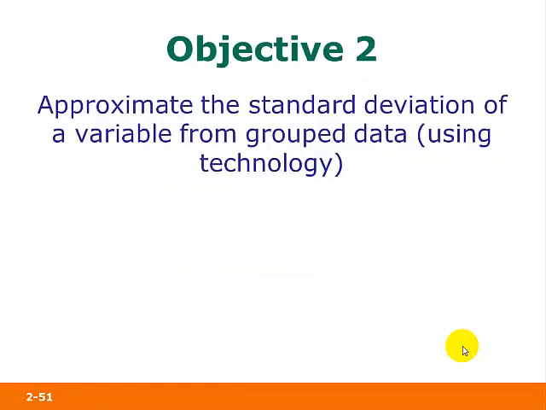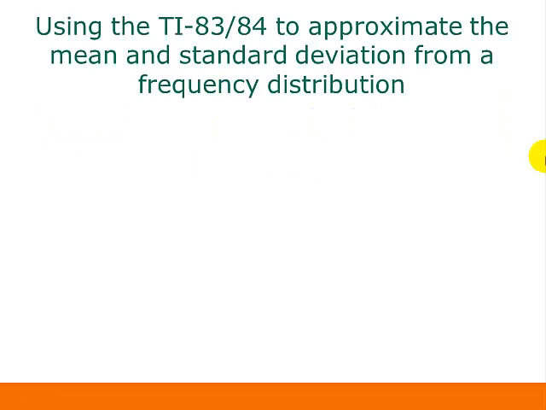Now we're going to look at approximating the standard deviation of a variable from group data or from a frequency distribution. To do it by hand is pretty complicated and time-consuming, so we're going to do this using technology. And while we're learning this, we'll also see that you can get the mean as well as the standard deviation. So we're looking at how to use our graphing calculator to do this.